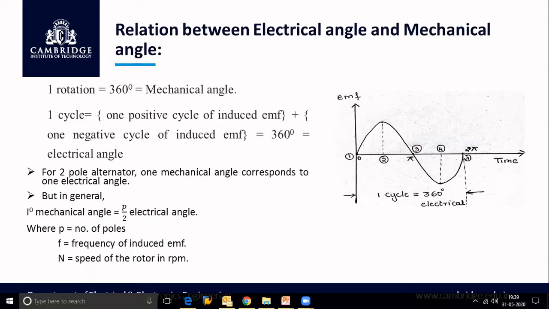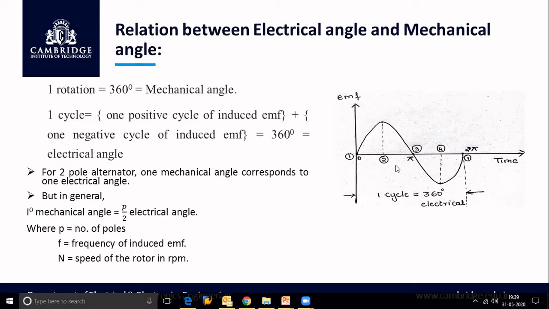Let us consider a two-pole alternator. In a two-pole alternator, one mechanical angle corresponds to one electrical angle. So if the rotor rotates 360 degrees, that is, completes one cycle mechanically, it is equal to one complete cycle of a sinusoidal wave. Therefore, for a two-pole alternator, one mechanical angle is equal to one electrical angle.